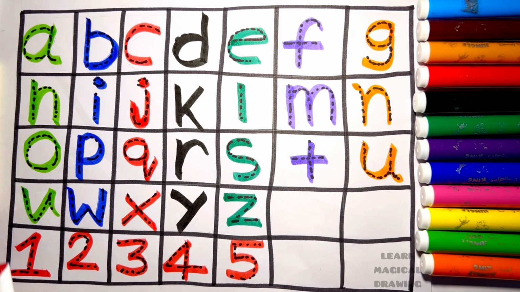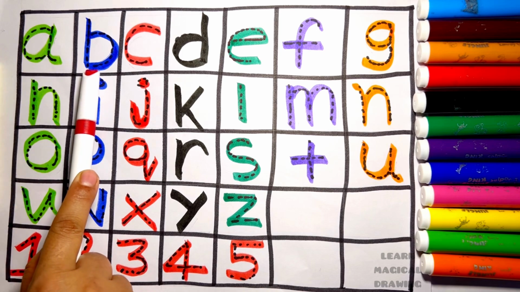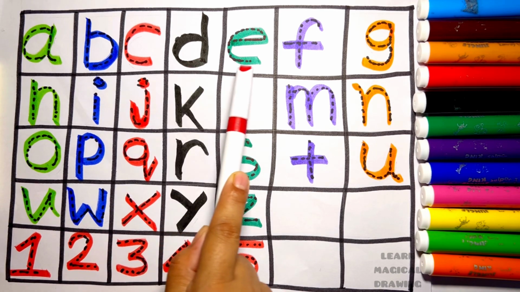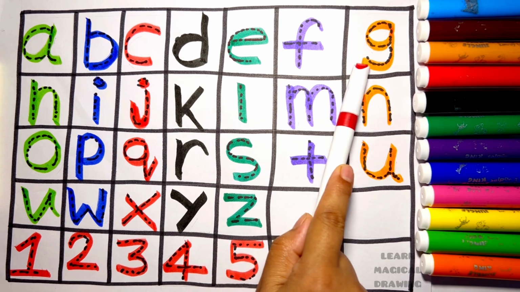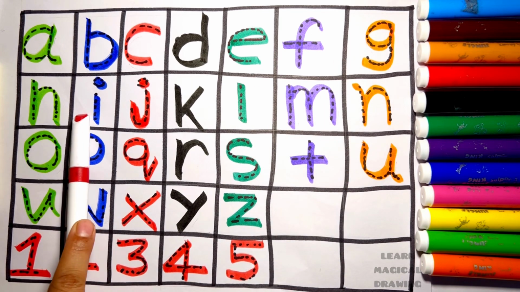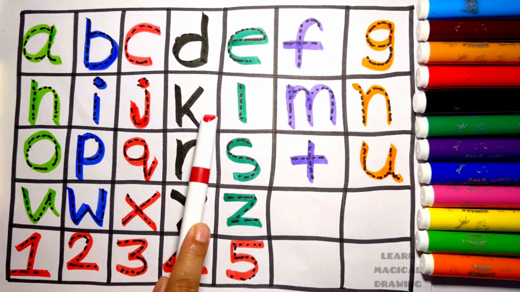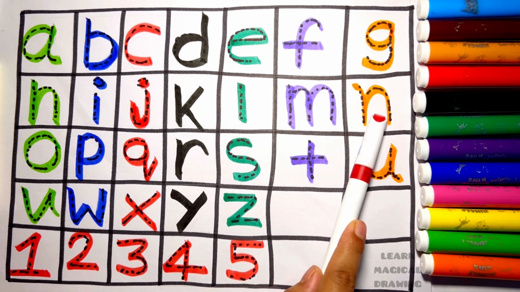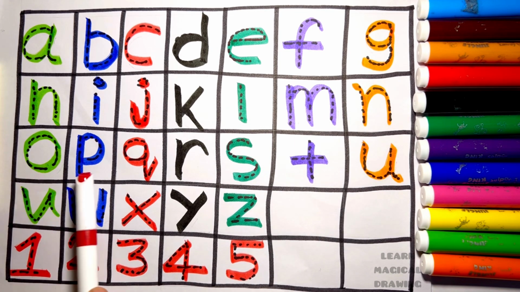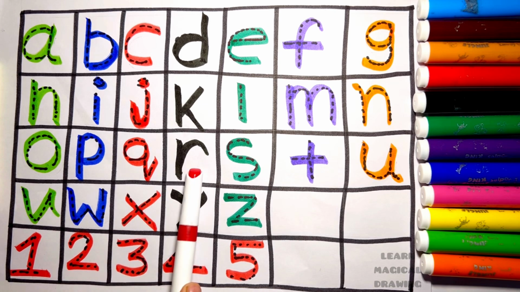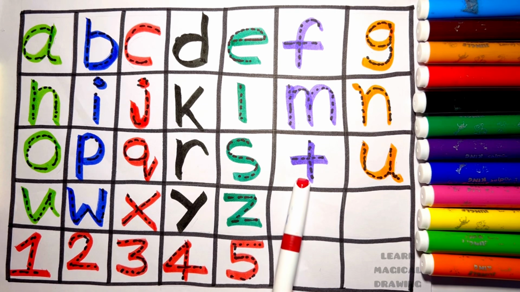Let's read again. A, B, C, D, E, F, G, H, I, J, K, L, M, N, O, P, Q, R, S, T, U, V, W, X, Y, Z. 1, 2, 3, 4, 5.